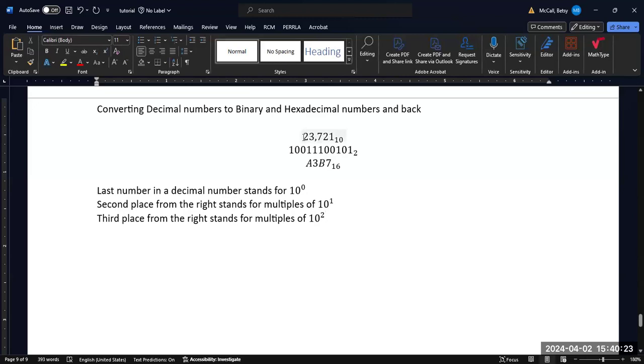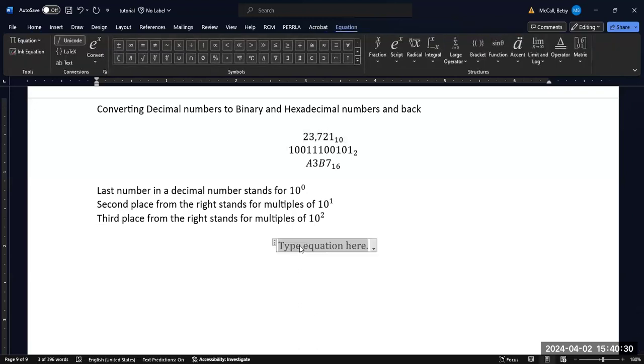So this number that we're starting out with, 23,721, in decimal form, is going to represent 2 times 10 to the 4th, plus 3 times 10 cubed, plus 7 times 10 squared, plus 2 times 10 to the 1, plus 1 times 10 to the 0.